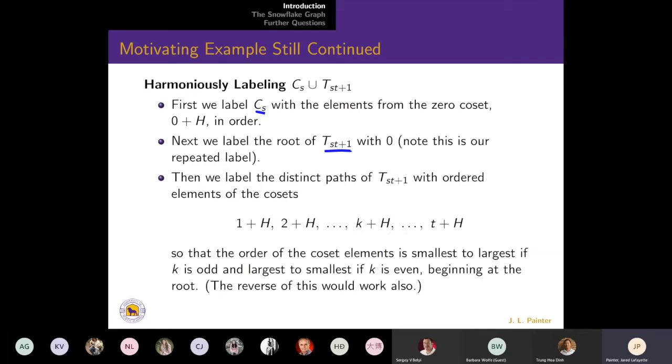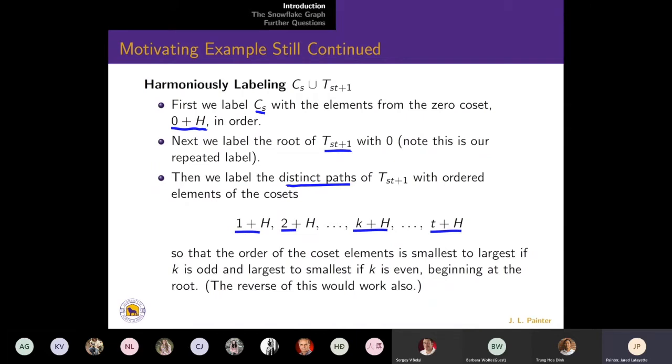Now that's our repeated vertex, because 0 is also going to live in the 0 coset. So that's our repeated vertex of 0, which we are allowing for one repeated vertex since we're working with a tree here. And then we're going to label the distinct paths of T_{S,T+1} with the ordered elements of the cosets 1 plus H, 2 plus H, ..., k plus H, that's a middle one, I'll explain why I put that one there in a second, all the way to T plus H.